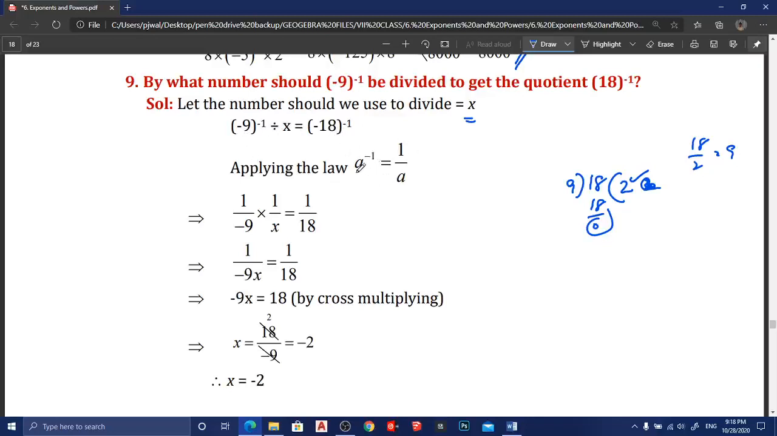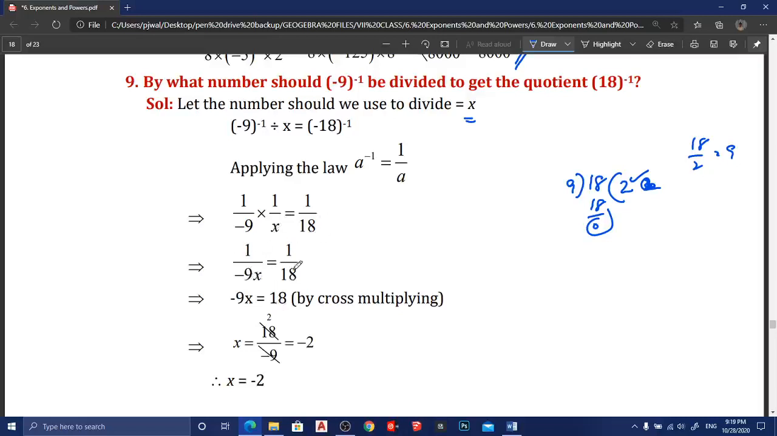You know the inverse formula. A inverse we can write as 1 by a. So minus 9 to the power of minus 1 and 18 to the power of minus 1 you can write as 1 by minus 9 into 1 by x is equal to 1 by 18. Why am I taking it as 1 by x here? This division I am doing by taking the multiplication with the multiplicative inverse of the second one. What is the multiplicative inverse of x here? 1 by x. So multiply this. 1 into 1 is 1. Minus 9 into x is minus 9x, which is equal to 1 by 18.